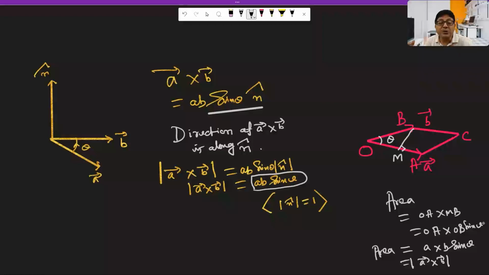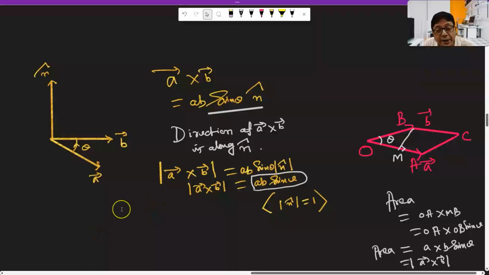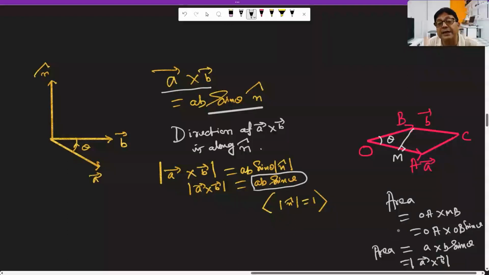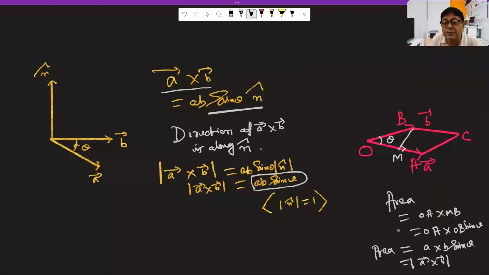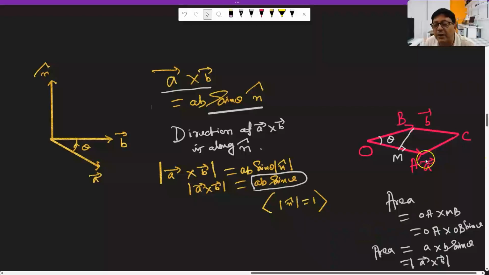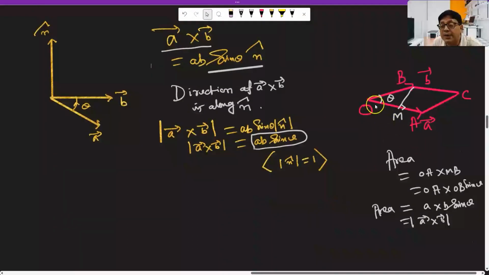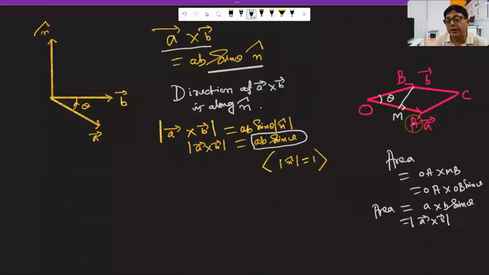So A cross B actually represents the area of the parallelogram, but it is not mod A cross B, it is A cross B. We got the A cross B vector as the area, but if we remove the modulus sign, then A cross B represents what? The vector area of this parallelogram. So geometrically, A cross B is the area of the parallelogram whose adjacent sides are vectors A and B. Clear? Hope all of you have understood.